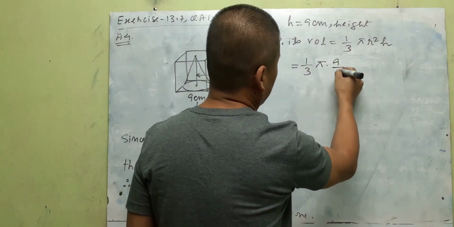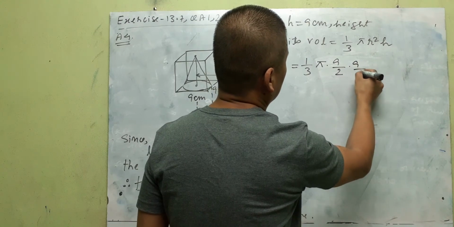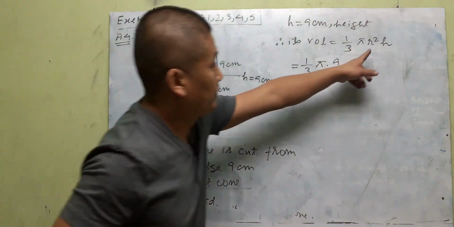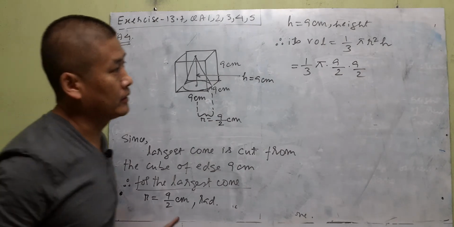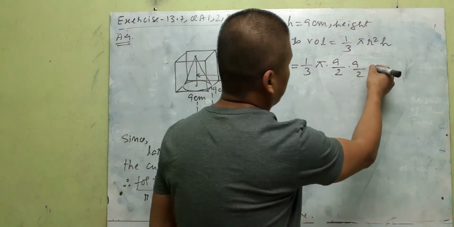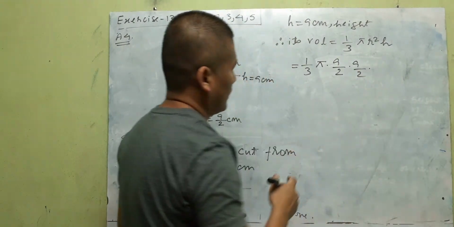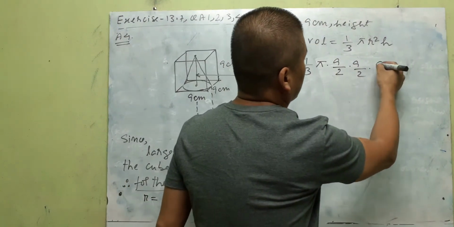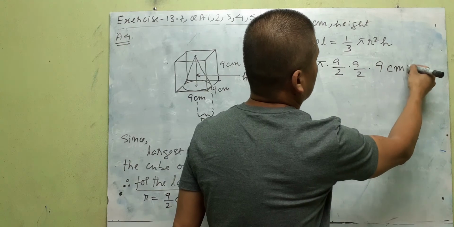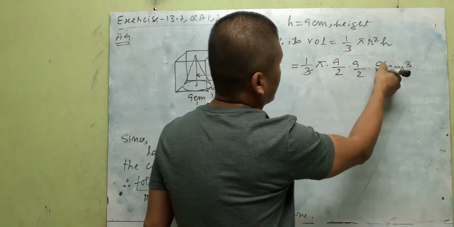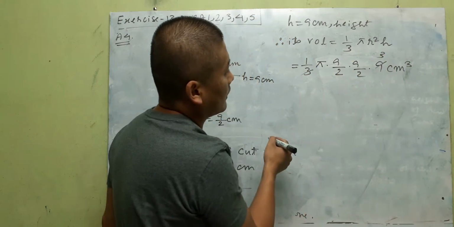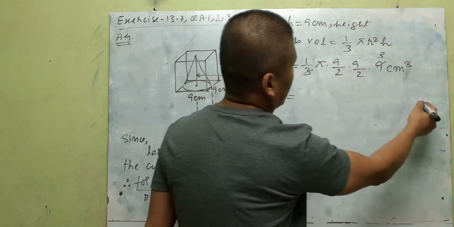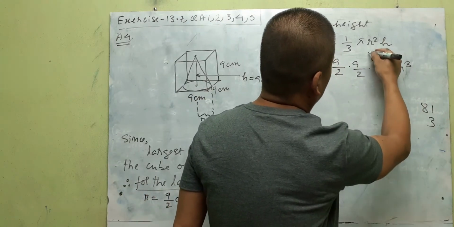So let's just put the 9 by 2 into 9 by 2 because it is r square. So 9 by 2 square, 9 by 2 into 9 by 2. h is here 9, so just put it there, 9. And volume is 3-dimensional, so centimeter cube. 3 3s are 9, we can cancel. Nothing else is going, so 9 9s are 81 into 3 is our answer.